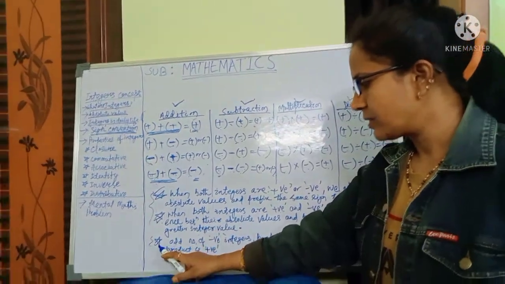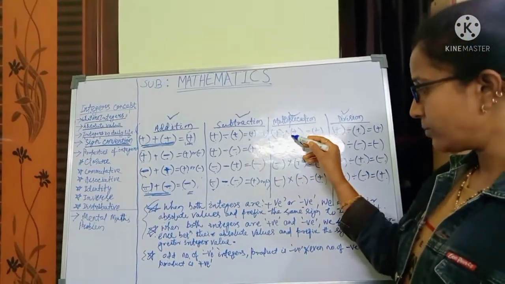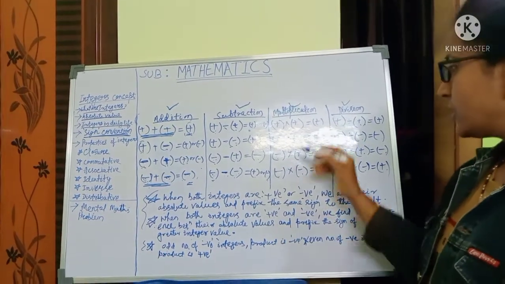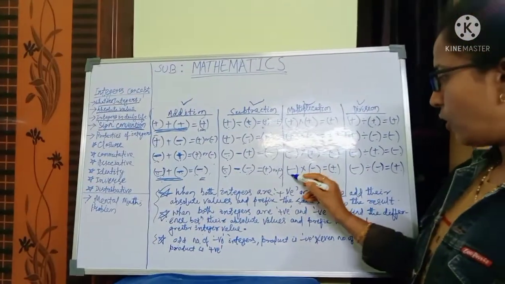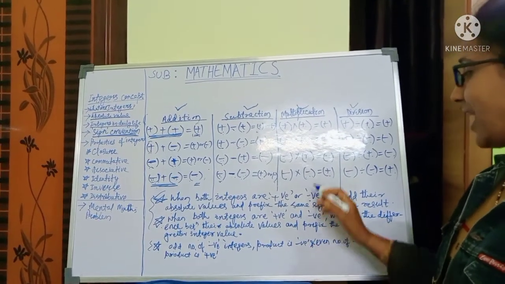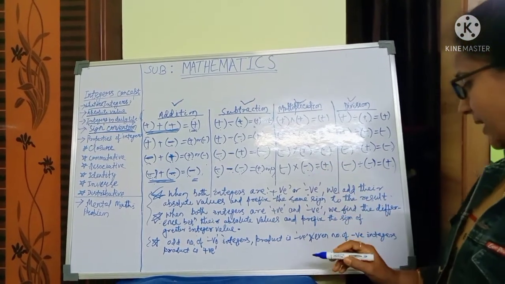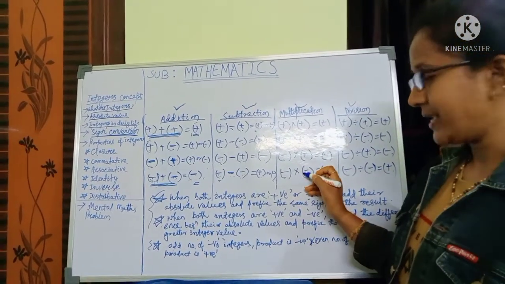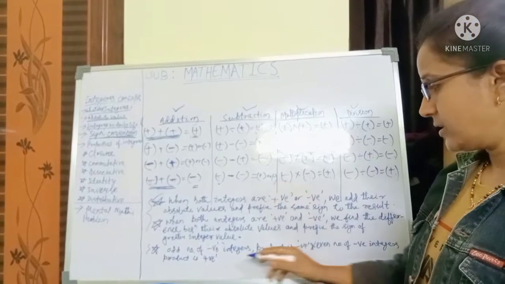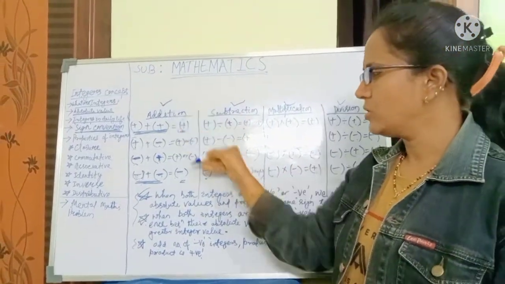The third property: when an odd number of negative integers are multiplied, the product is negative. And when an even number of negative integers are multiplied, the product is positive. We will give some examples to prove these operations.